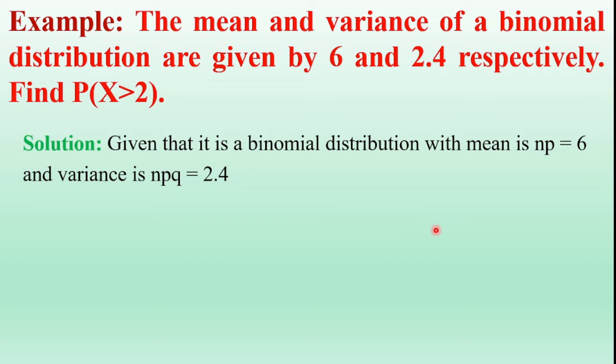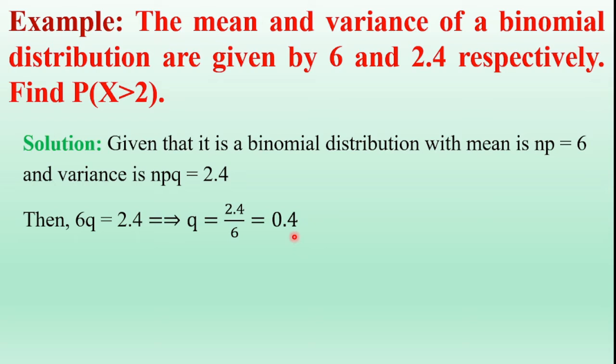Given that the random variable x is a binomially distributed random variable, its mean value is np and the variance is npq. Given that the mean np is equal to 6 and the variance npq is equal to 2.4. So now here np is equal to 6. Substitute np equal to 6. First calculate the q value. So q is equal to 2.4 divided by 6, which is equal to 0.4.